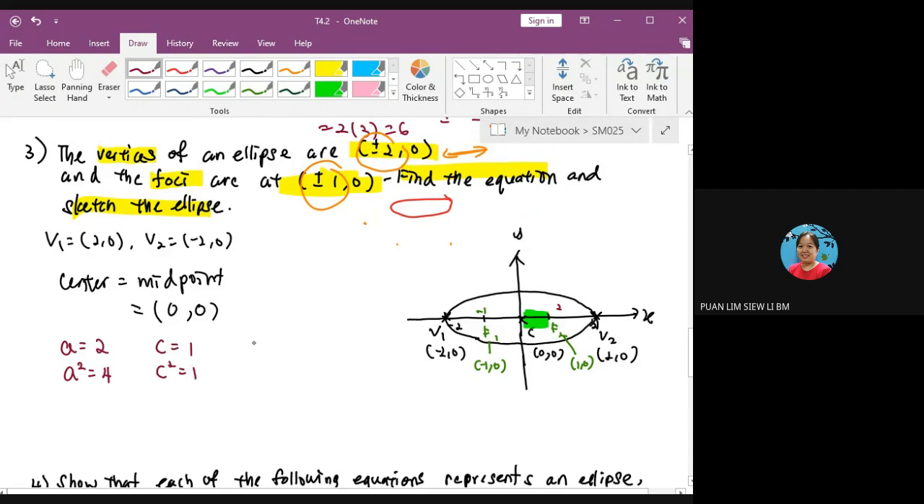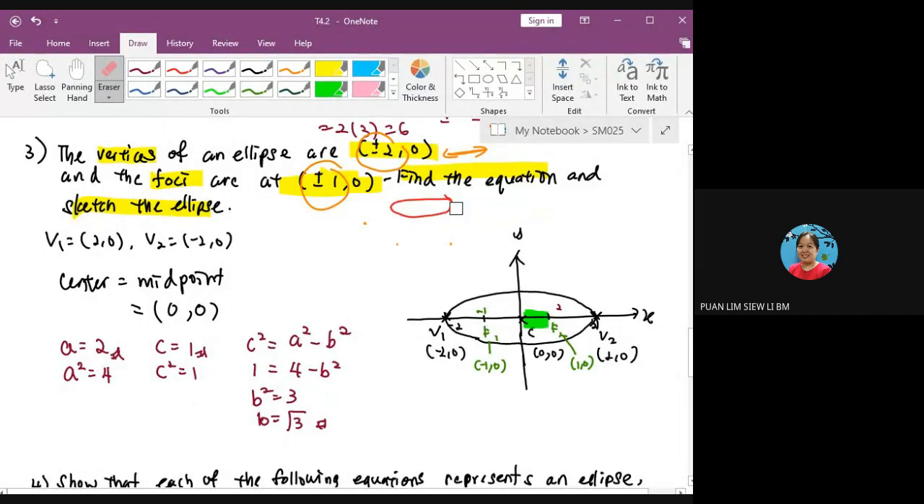So macam mana kita nak cari B? So C square always will take the longer minus the shorter. So longer yang panjang adalah yang melintang. So yang melintang adalah A square, tolak yang B square. So C square sudah 1, A square sudah 4. So kita akan dapat B square kita adalah 3, B kita 3, siap. ABC siap. Dengan dua informasi yang dia bagi sini, kita siap cari semua ABC dia.